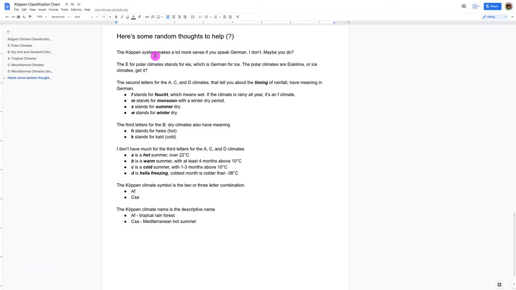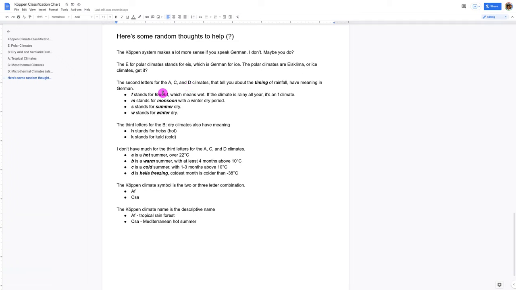Okay, so some random things that might help you. The Köppen system makes a lot more sense if you speak German. I don't. Like E in the polar climate stands for Eis, which is German for ice. The polar climates are Eisklima or ice climates. The second letters for the A, tropical, C, mesothermal, and D, snowy forest climates, those are the ones that tell you about the timing of the rainfall.